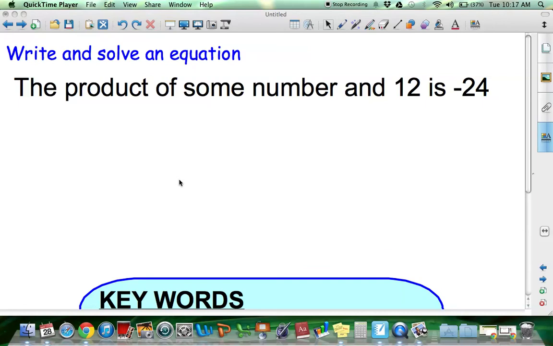In this example, we're going to write and solve an equation. The information we're using is here. The product of some number and 12 is negative 24.